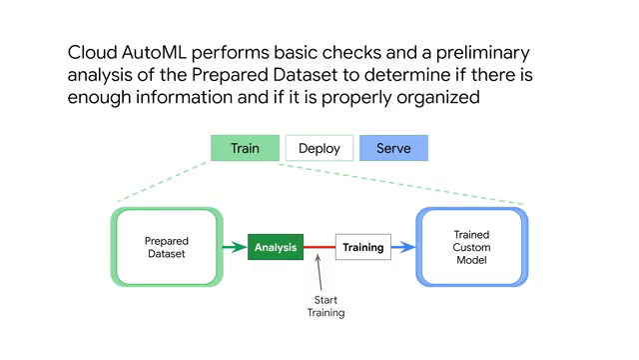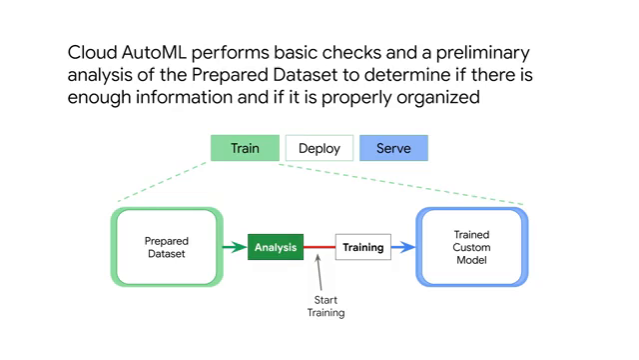Cloud AutoML performs basic checks and a preliminary analysis of the prepared dataset to determine if there is enough information and if it is organized properly. If the prepared dataset is not ready, you will need to add more rows or more labels to the CSV file. When it is ready, you can start training. Training can take from 10 minutes to several hours, depending on the kind of model.